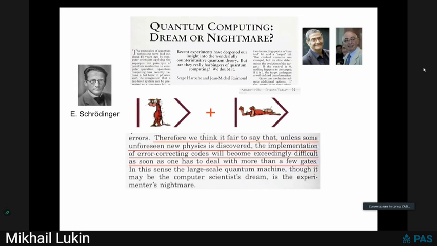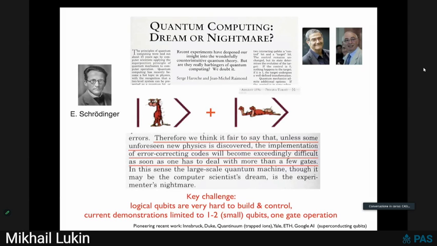To some extent, they were correct. It actually turned out to be quite challenging. It took more than 2 decades to start even testing this idea. And again, the key challenge is that logical qubits are very hard to build and control. Only very recently, some truly pioneering experiments in the field have implemented a small number, like 1 or 2 logical qubits and maybe 1 gate operation. But it's actually ironic. In fact, some of the techniques which were used to implement this were pioneered by Serge and Jean-Michel, and you'll see this coming again.